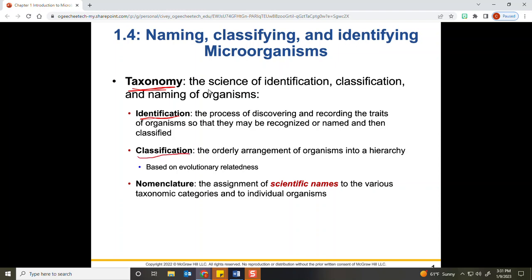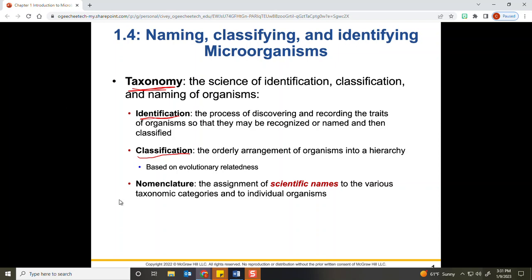Classification is the orderly arrangement of organisms into a hierarchy. So, for example, what defines an animal as an animal? What defines a plant as a plant? What defines a protist as a protist? What defines a chordate? These are all examples of classifying organisms, but in taxonomy we classify them in a hierarchy based on evolutionary relatedness, and I'll expand on that momentarily.